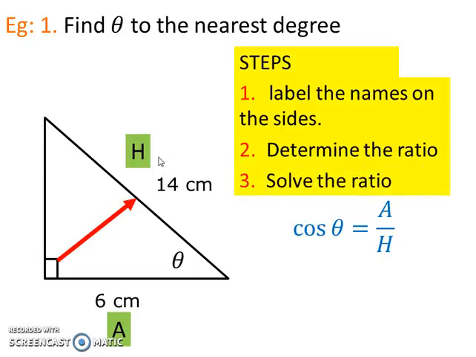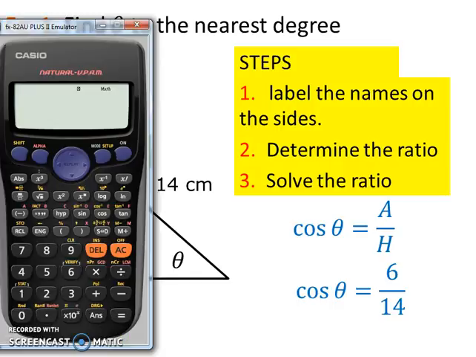Our third step is then to solve our ratio by putting in any information we can. So we know the adjacent side is 6, so where we see the A, we're going to be putting a 6, and our hypotenuse is 14, so where we see our H in our ratio, we put the 14. Then to solve that on the calculator, again making sure you've got it in degrees, you have to press shift and cos because we're finding the angle. So you shift cos to find the angle, and then you can put it in fraction form, 6 over 14, across and close your brackets, equals.